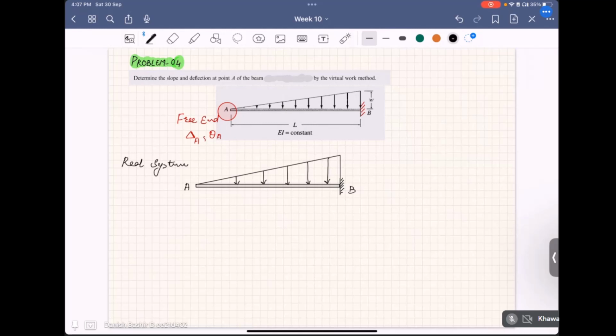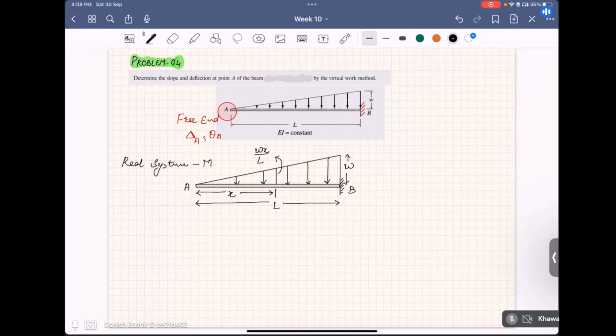Let us consider a segment at a distance x from this. The whole span of the beam is L, and this ordinate is W as shown in the figure. Using similar triangles, this ordinate will be equal to Wx by L. Is this clear to you? Wx by L. This is the real system for moment M.